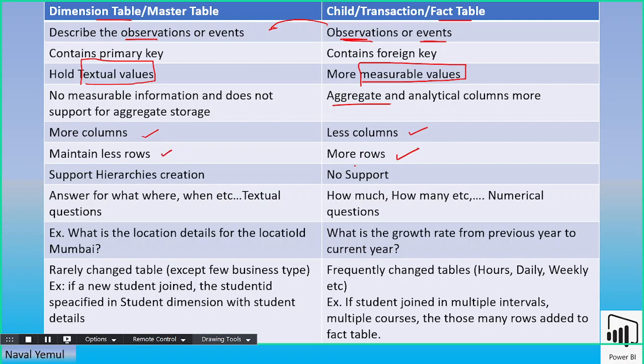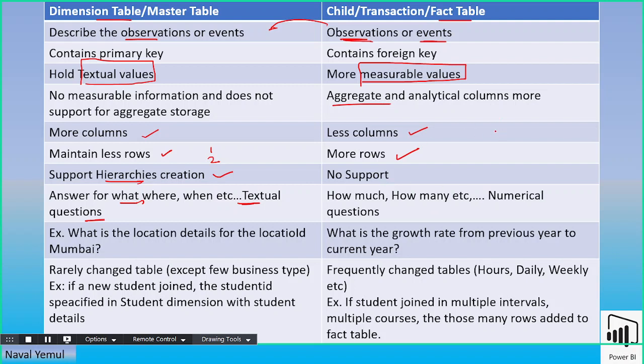The fact table holds mostly measurable values, and the dim table holds only textual values. The fact table has more rows, the dim table has fewer rows. We saw that in our course dim table we have only two rows, course id 1 and course id 2, but here we had many rows. The dim table supports hierarchical creation and the fact table does not. We'll see what hierarchy means. The dim table answers questions like what, where, when, which are textual questions, and the fact table answers questions like how much, how many, and so on.